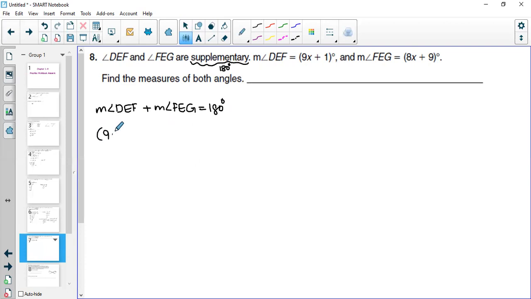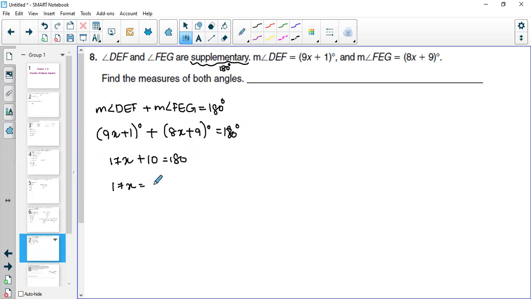So let's write it as 9x plus 1 degree plus FEG is 8x plus 9 degrees, which is also equal to 180 degrees. Okay. So first let's solve this side of the equation. So we have 9x plus 8x. 9x plus 8x will give us 17x. First, always simplify any side of the equation. If there are more numbers or variables, simplify them first. Then 1 plus 9 will give us 10, which is going to be equal to 180.